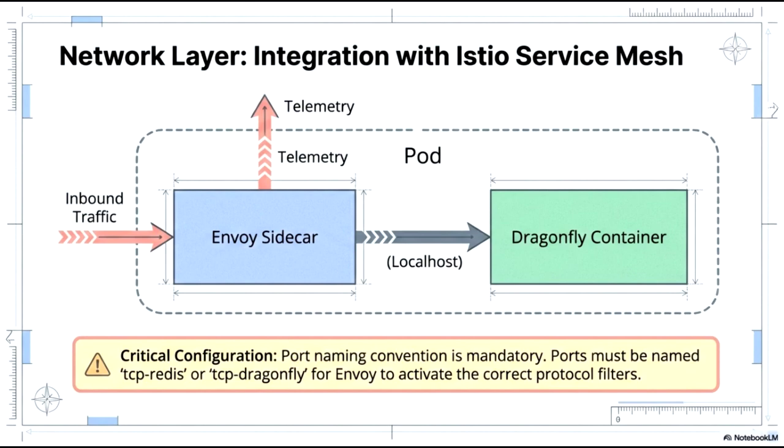To ensure Envoy activates the correct protocol filters, ports must be explicitly named TCP-Redis or TCP-Dragonfly. Adhering to this convention is vital for the proper functioning of the service mesh features within this environment.